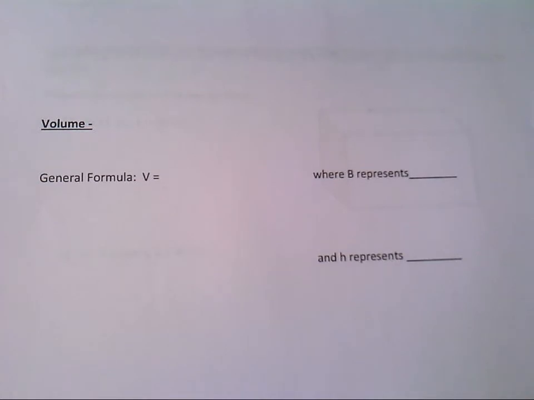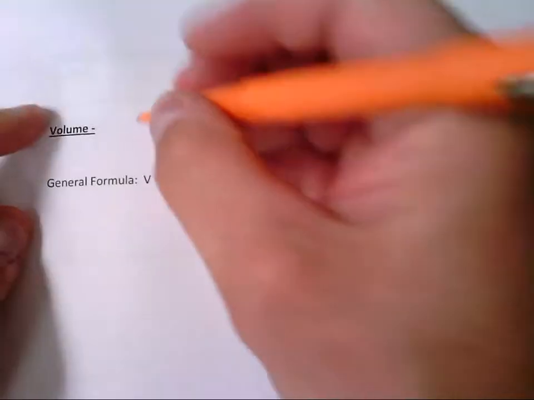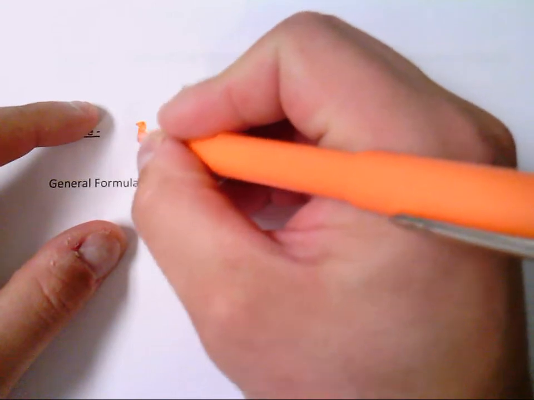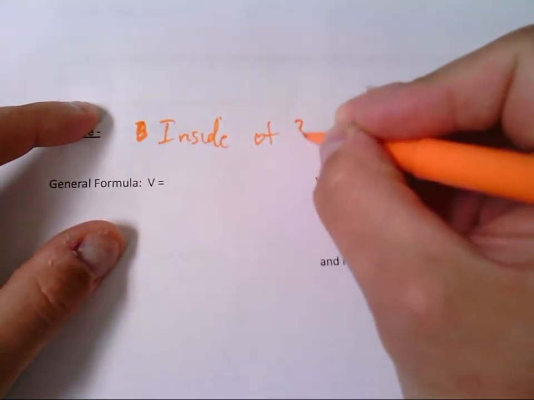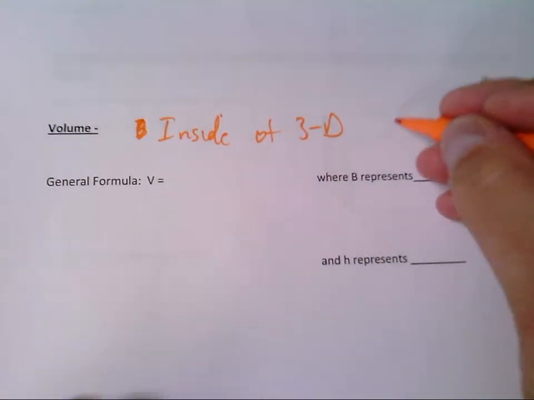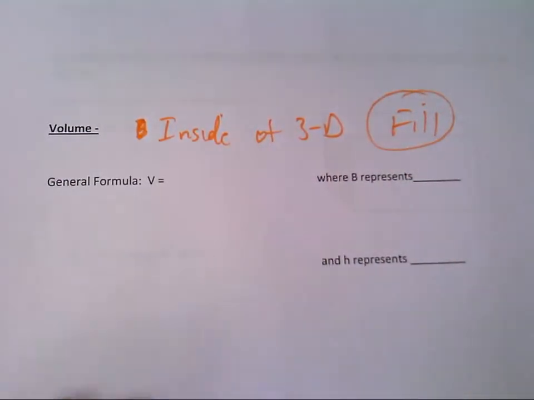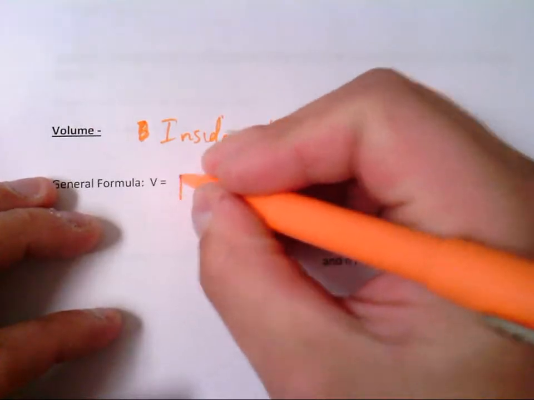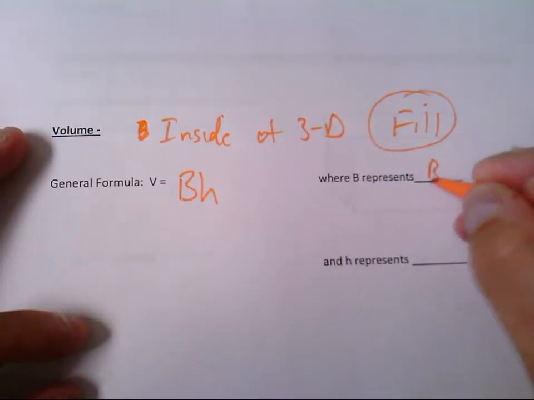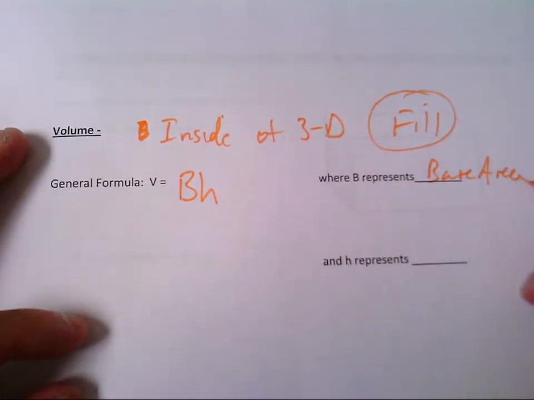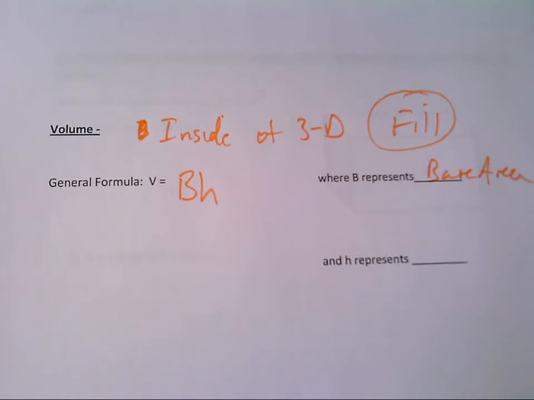So volume we defined in Fast and Furious as basically the inside of a three-dimensional object. Think of if you want to fill something up with water. There's a general formula for volume of specific figures, and we reviewed it, where volume is equal to capital B times H, where the capital B represents the base area. And the base area basically depends on the shape of the base.